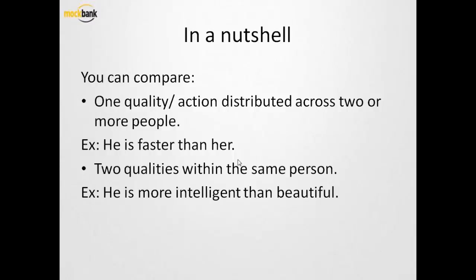Next, we'll move on to revising these concepts. In a nutshell, remember, you can only compare one quality or action distributed across two or more people. In other words, I can say he is faster than her. Over here we have two people, he and her, and the quality that is being compared is only one. Or else I can compare two qualities within the same person. That means if I want to compare someone's intelligence to someone being beautiful, I would write it as, he is more intelligent than beautiful.